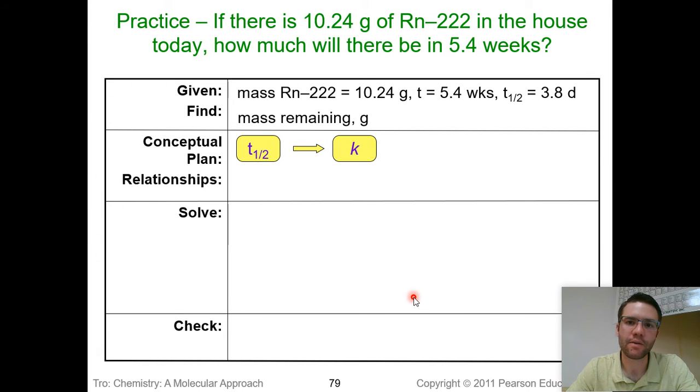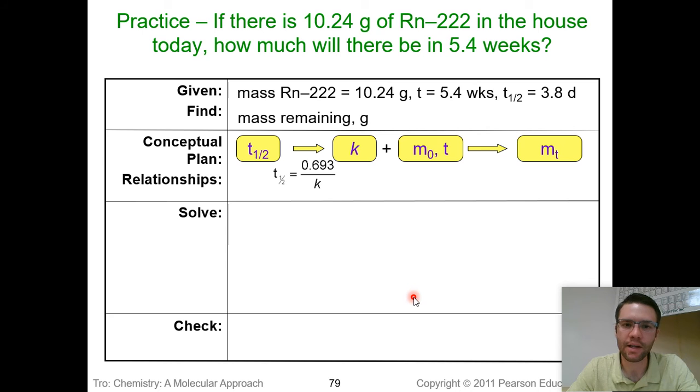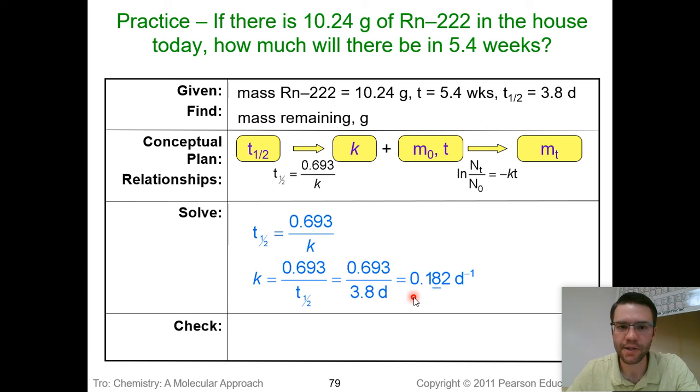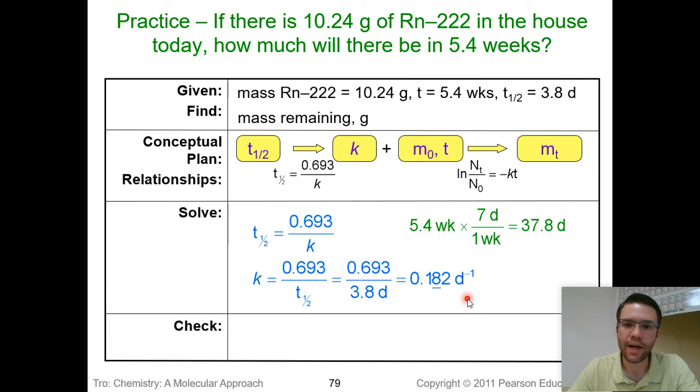Again, we know the initial mass. It's the exact same process here. We're going to calculate our K value using our half-life, use the integrated rate law, and our initial conditions. In this case, we're given days and then weeks. So we need to do a conversion here. Your half-life is in days, so that means my K value is going to be in per day. And so I need to convert my 5.4 weeks into days, which would be 37.8 days.